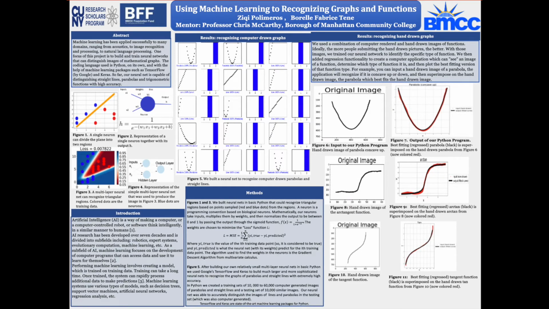In figure 1, we train a neuron to distinguish the indicated half space using the blue and the red points as our training set. In figure 2, we see a representation of a single neuron along with its mathematical definition. In figure 3, we train a multi-layer neural net to distinguish the indicated triangular region using the blue and the red points as training data. In figure 4, we see a representation of that multi-layer neural net.